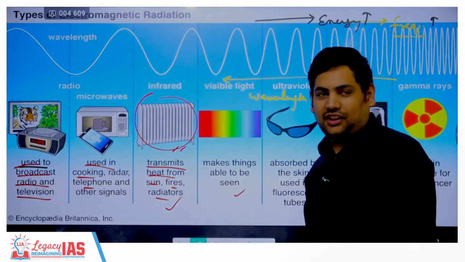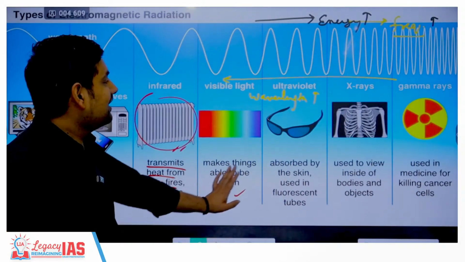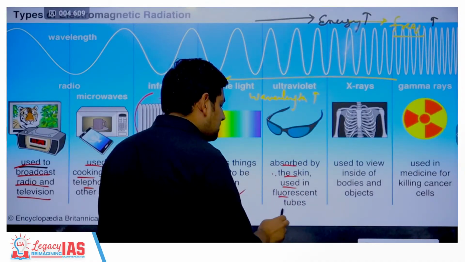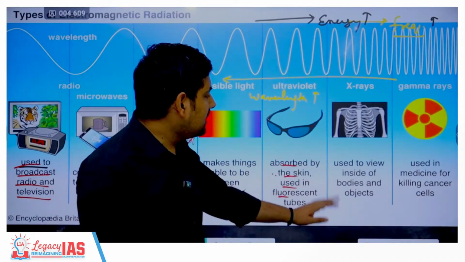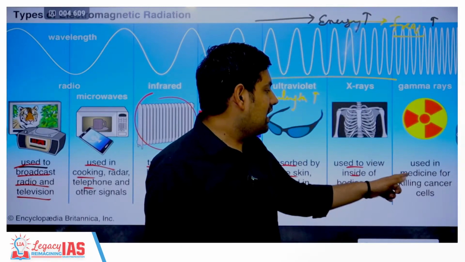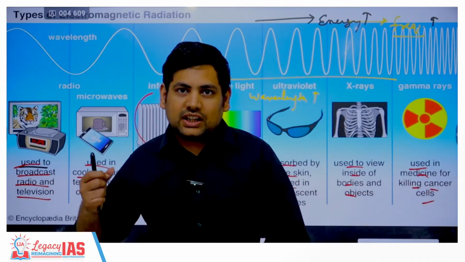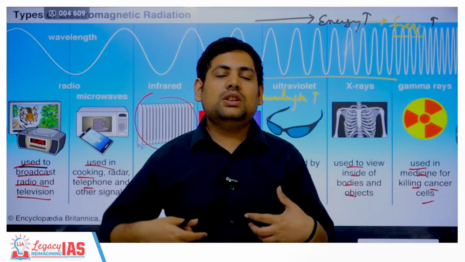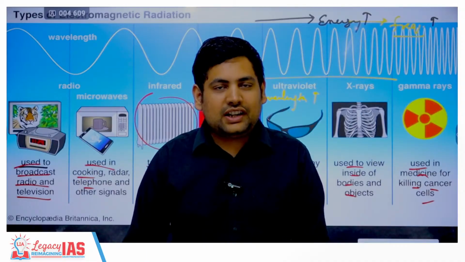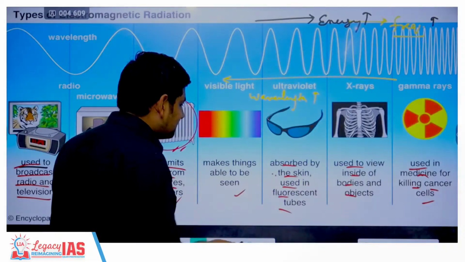Next is visible light. Of course, visible light is useful. It is making you see this video, correct? Then next is ultraviolet. This is absorbed by the skin and this is used in fluorescent tubes. Now next is X-ray to view the inside of bodies and objects. Clear? And last is gamma rays, that is used in medicine for killing cancer cells because it has to go through even bones and get to the internal organs. For example, heart, for example, lungs. Correct? So all that it has to go. So this is what you understand now.